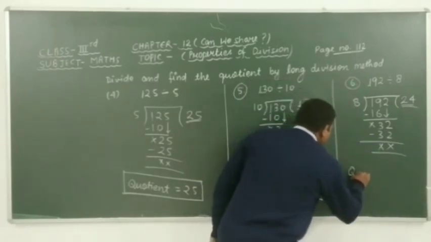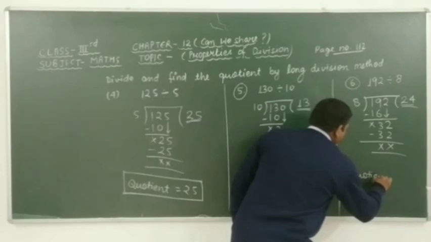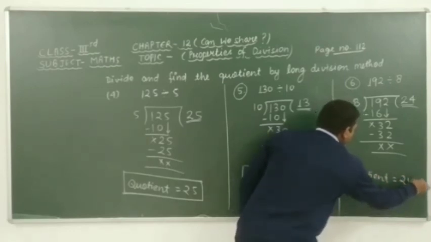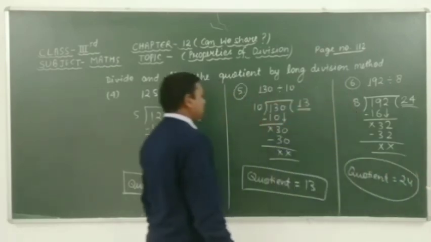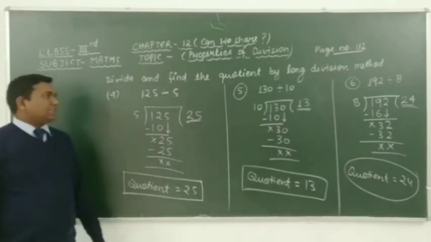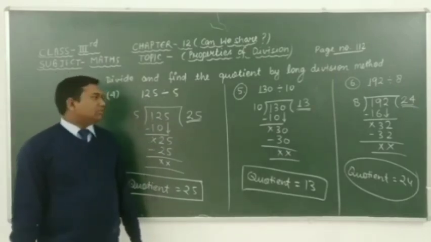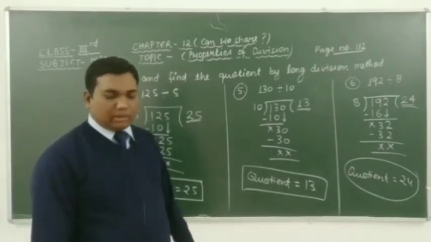It means that quotient is equal to 24. Okay students, please write it in your book. If you have any doubt in this question, please ask me on my personal WhatsApp number.